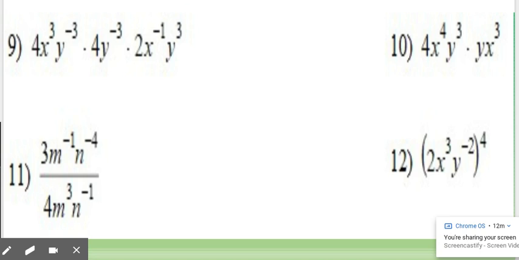All right. Multiplication here. So we have 4 times 4 times 2. Well, 4 times 4 is 16 times 2 is 32. The x's, we have x to the third and x to the negative 1. I need to add those exponents because I'm multiplying. 3 plus negative 1 is 2.